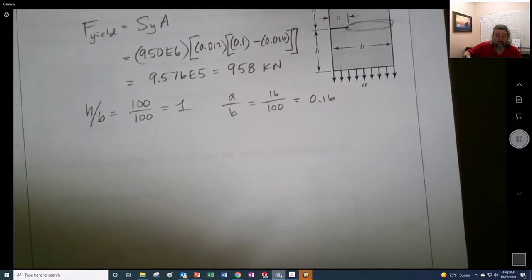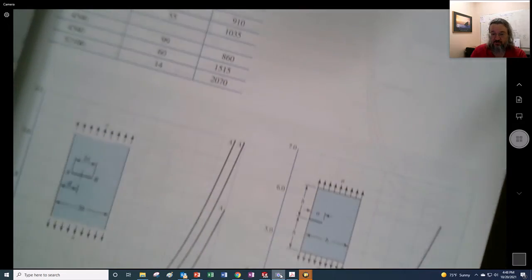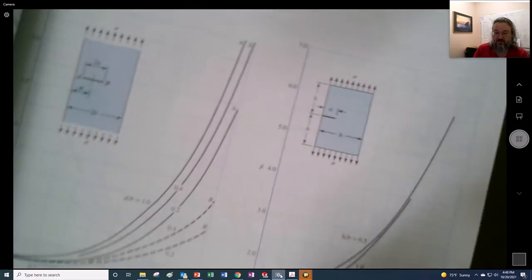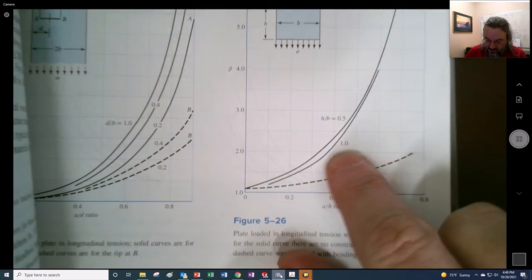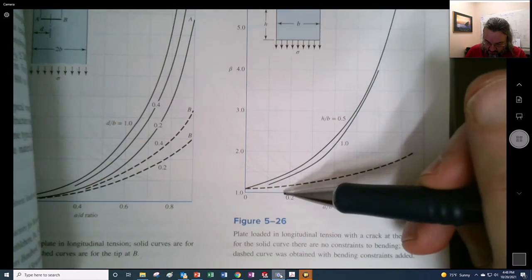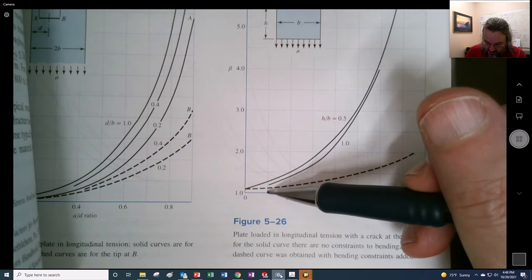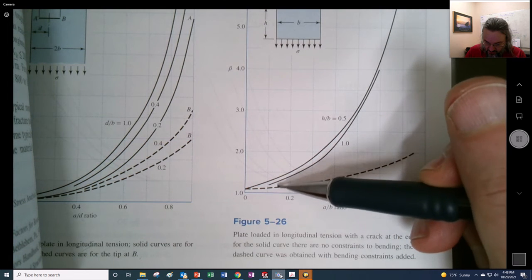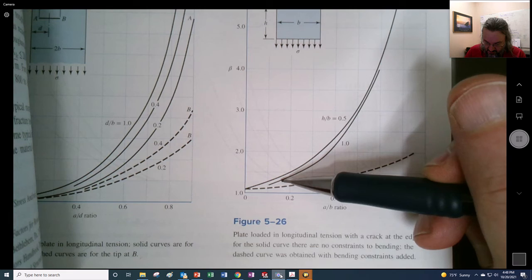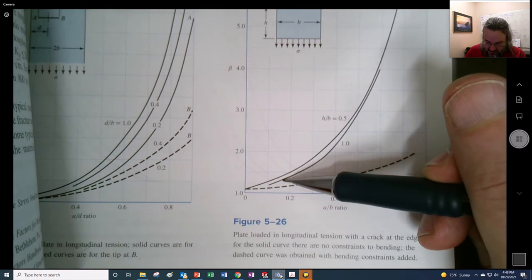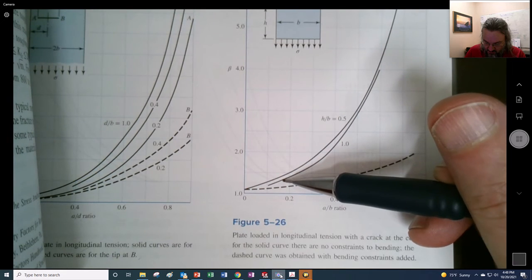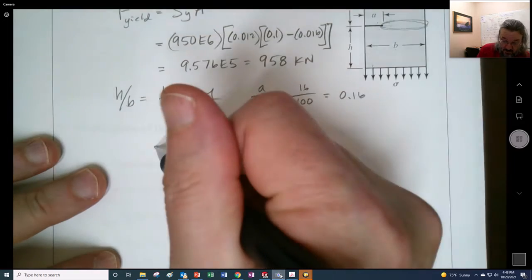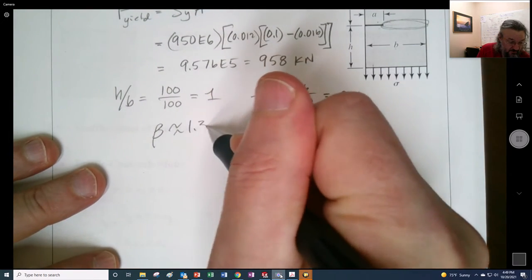Easy, easy, easy. So, looking up through this and moving this thing around, I see what happened. Here's 1, and here's 0.16 right there. Here's 0.1, here's 0.2, so halfway up is like right over there. It's a little bit higher. I say that this is going to be 1.3. There's 1.5. We're going to call this 1.3. So beta is approximately 1.3.